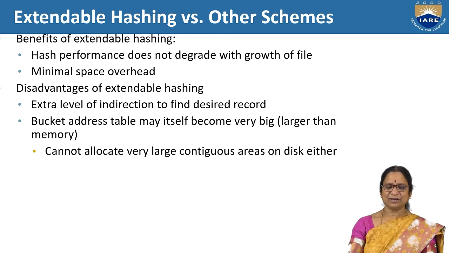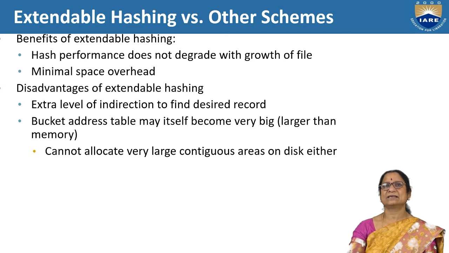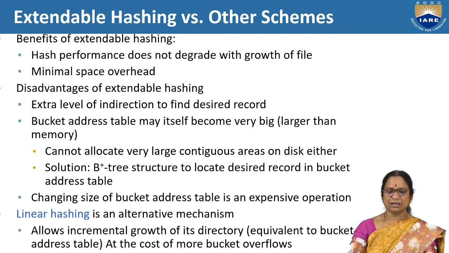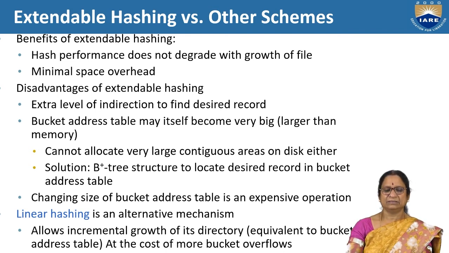But this has disadvantages also, because there is an extra level of indirection to find the desired record. The bucket address table may itself become very big sometimes, and memory space may not be sufficient to store our bucket table, and we cannot allocate very large contiguous areas on the disk also. To handle the changing size of the bucket address table, the solution can be that the data is stored by using a tree index structure.